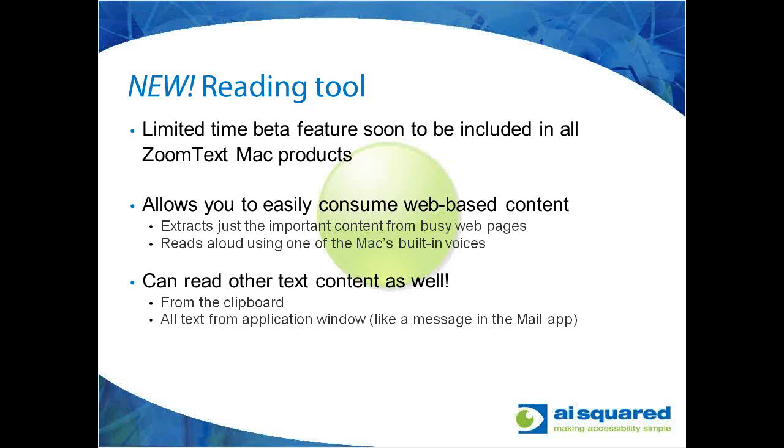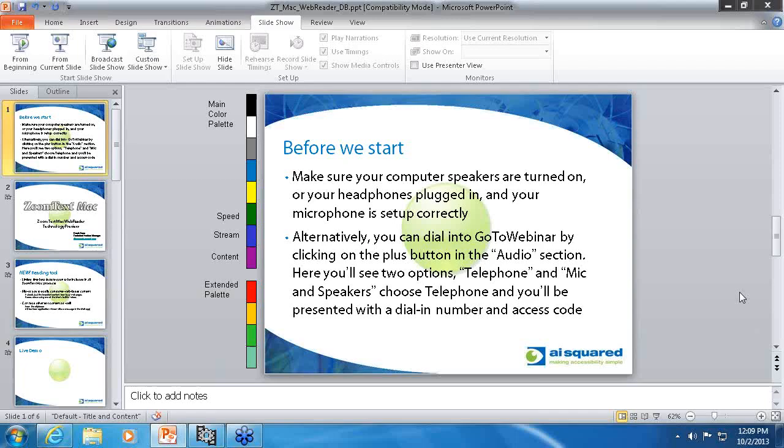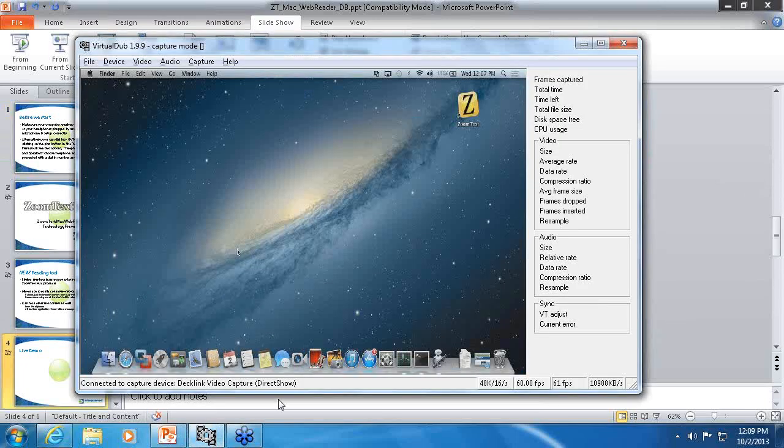If you're running a trial, you can update ZoomText Mac by going to the ZoomText program menu icon in the upper right-hand corner and choosing Check for Updates. Or if you downloaded the trial on our website, you'll have this reading tool. And I'll just talk about that in a couple minutes here once we jump into the demo. So that's what the tool is. And now we'll go ahead and load up our Mac environment for you and start demonstrating the tool.